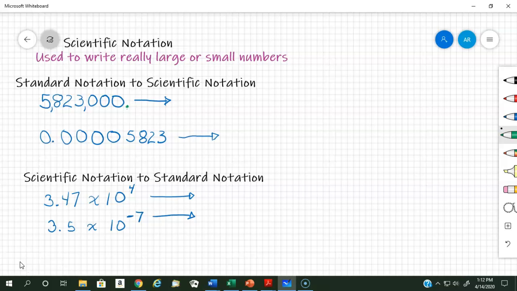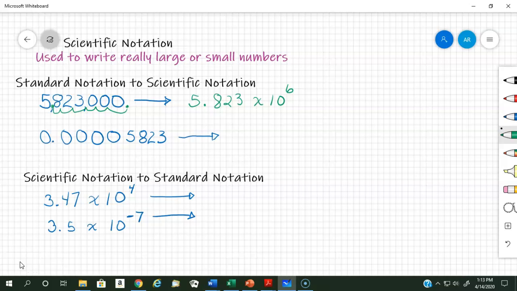So I'm going to move this 1, 2, 3, 4, 5, 6 places. So my new decimal point is right here. So it's going to be 5.823 times 10 to however many positions that I moved it. So let me do a quick double check. 1, 2, 3, 4, 5, 6. So this is 5.823 times 10 to the 6th.